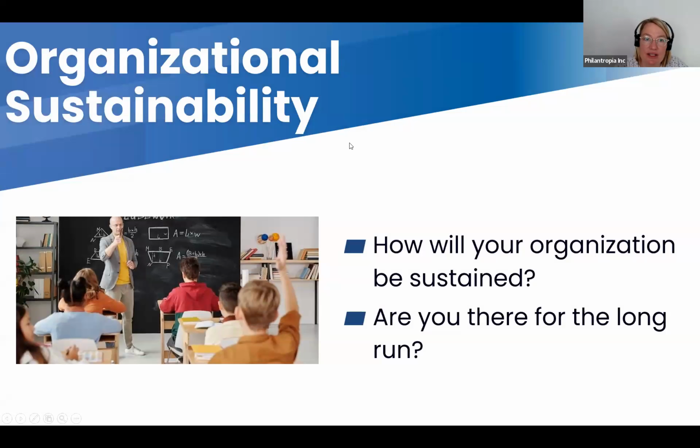And then you have organizational stability. So that means the stability from your organization side. So how will your organization be sustained long term? And the question here is, are you there for the long run? Are you going to be a partner that the donor can work with in 5 years, 10 years, 20 years? And obviously, are you going to be supporting that project that long?